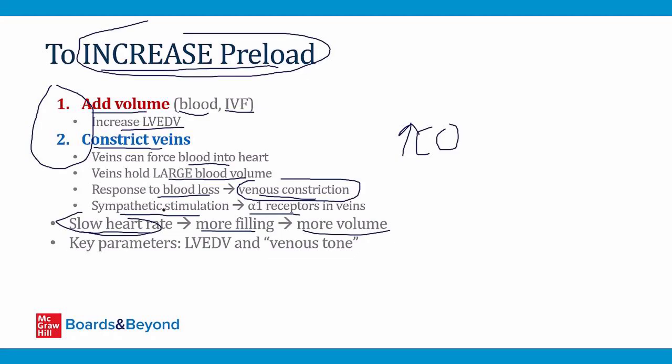So the key parameters of what determines your preload, the things that you want to know are, first of all, the LV/EDV. That's how much blood is coming back into the left ventricle at the end of diastole. That's a marker of your preload. The other important marker is the venous tone, or how much constriction there is on the veins. This also determines what the preload will be because it determines how much blood will be pushed out of the venous system and into the heart.